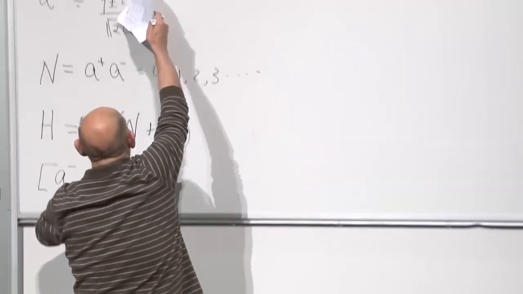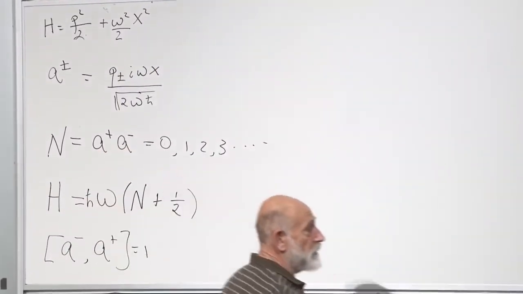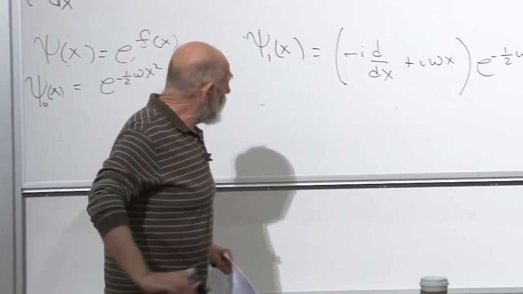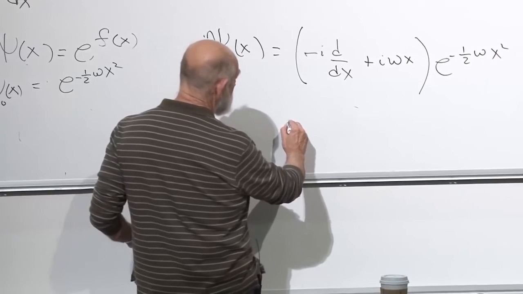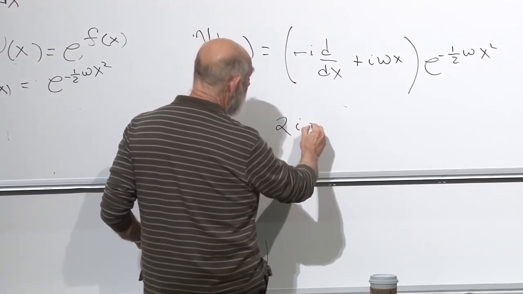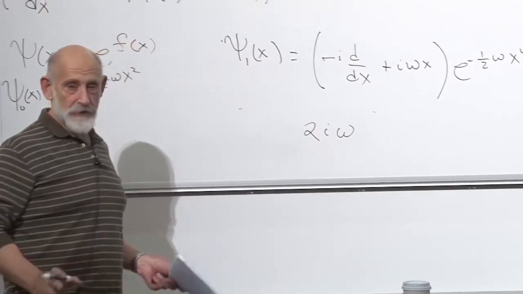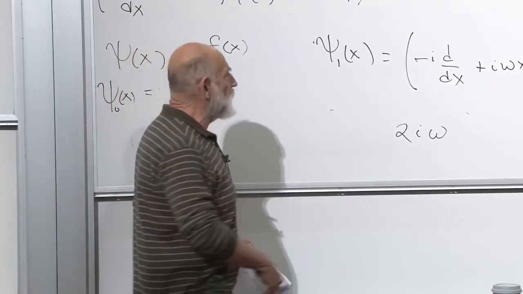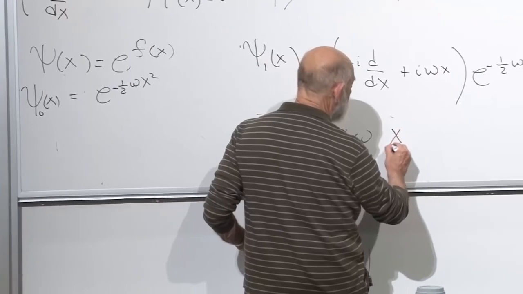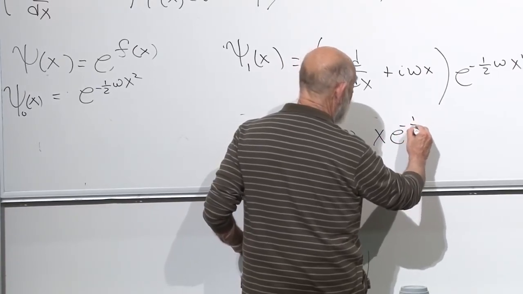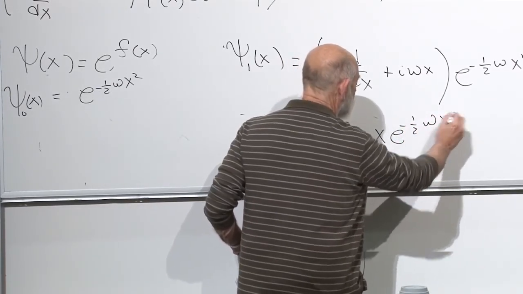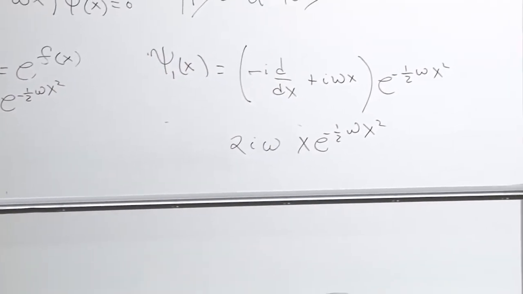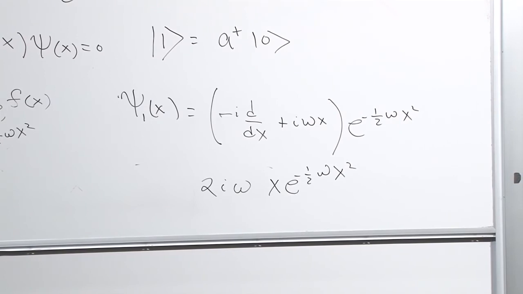over here, instead of having them cancel, they'll just double the answer. So this is just going to be twice i omega. That's not so interesting. It's just a numerical factor. Happens to be imaginary, but who cares? But it has x times e to the minus 1/2 omega x squared. So structurally, it's different. It's not just the Gaussian function. It's the Gaussian function times x.